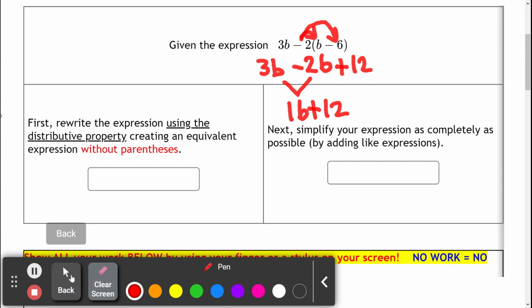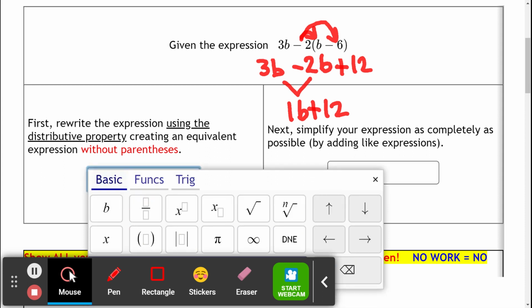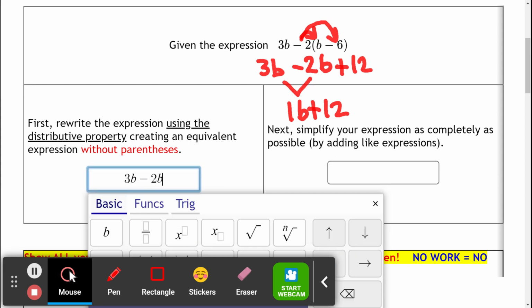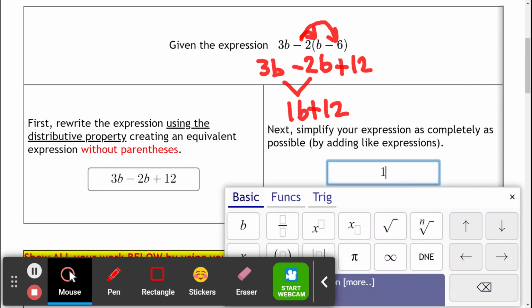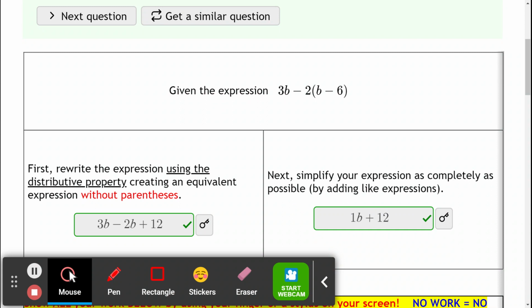So let's go to putting the answers in. This one would be 3b minus 2b plus 12. And then we have 1b plus 12. There you go. All good. Next question.